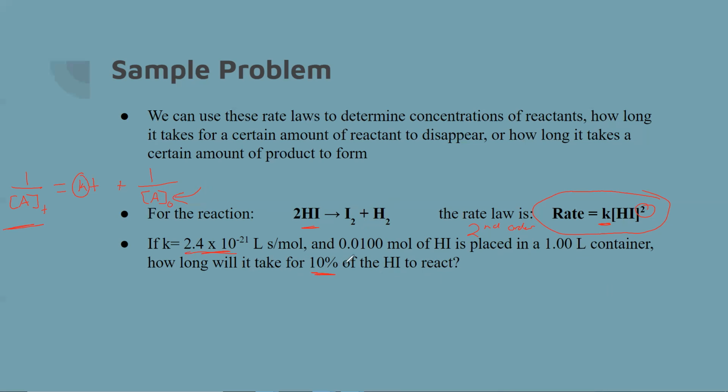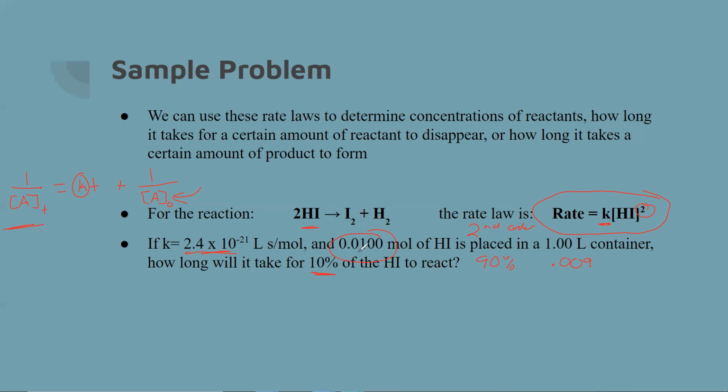But we have an initial concentration, and we know how much of it has reacted. So that's an easy enough thing to figure out. After 10% of that HI reacts, 90% of it is left over. So if we take 90% of our initial concentration, 90% of 0.01, we are going to get 0.009 molarity, because that's 90% of our initial concentration.